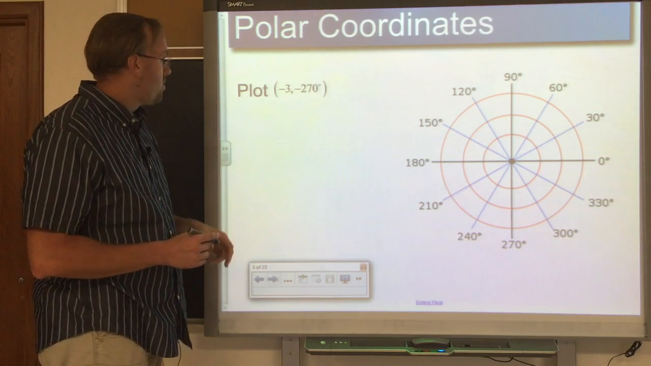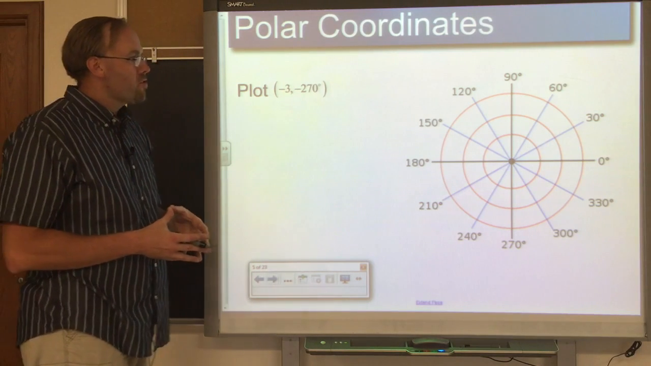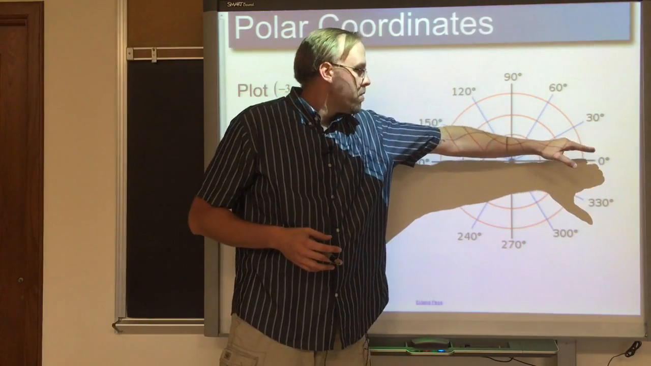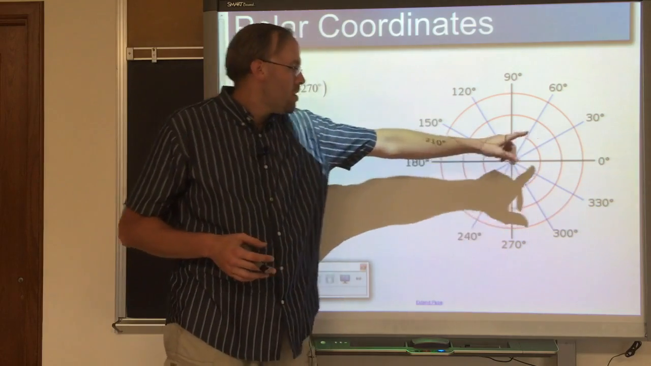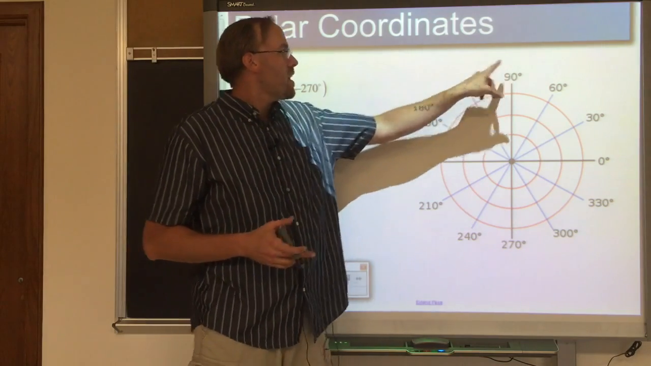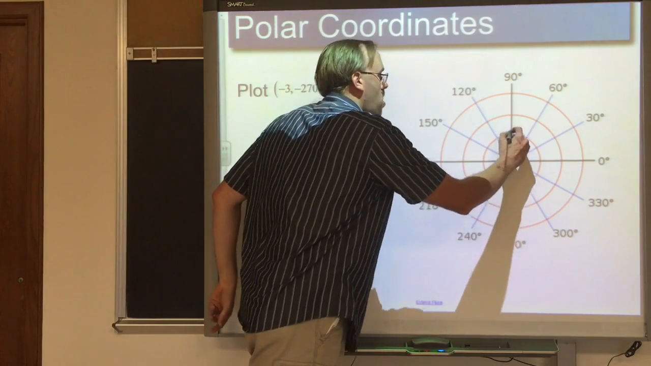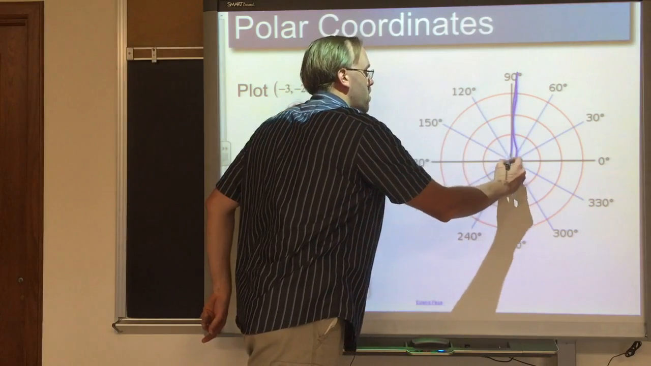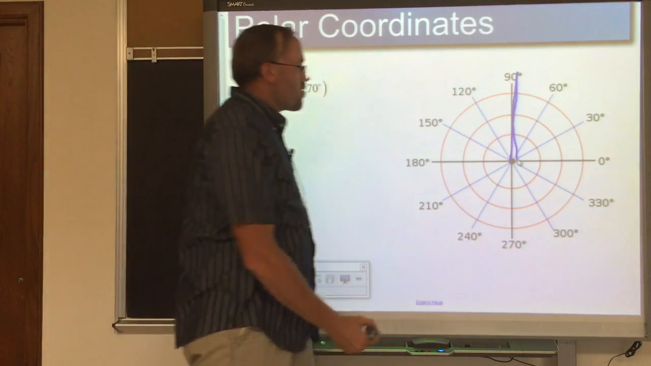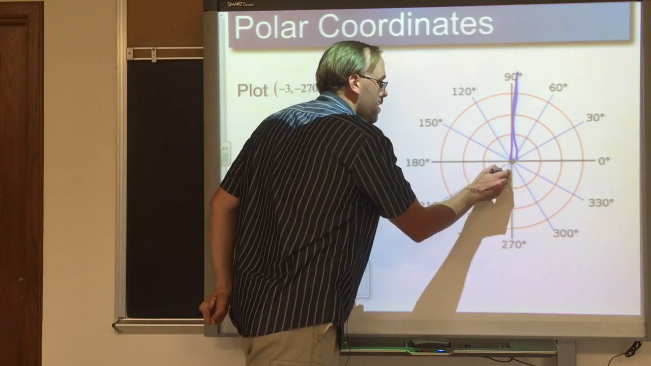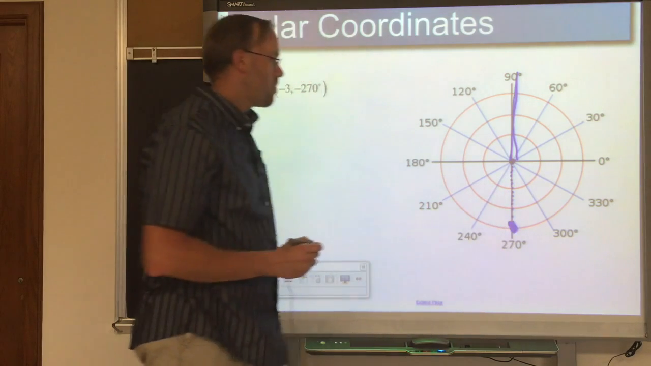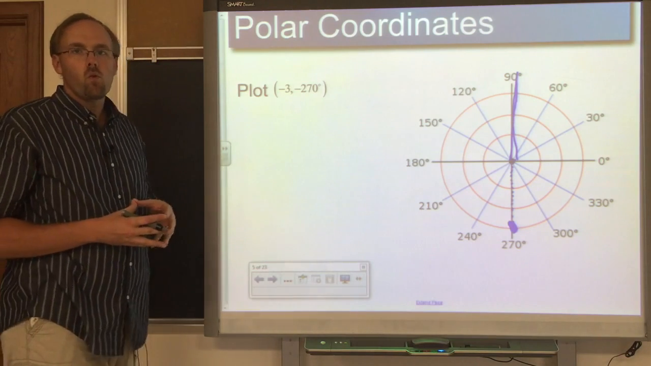Let's try another one. Negative 3, negative 270. Now we've seen negative angles before. So we start from 0, but now we're going to count down. So down to here, this would be negative 90, this would be negative 180, this would be negative 270 right here. However, our r value is negative 3, so that means we're actually going to be counting in the opposite direction. So there is our coordinate.